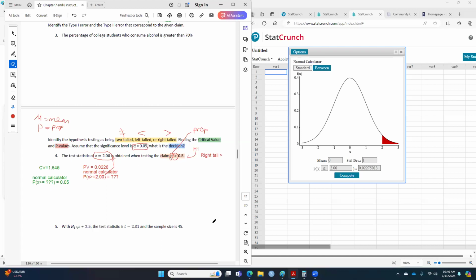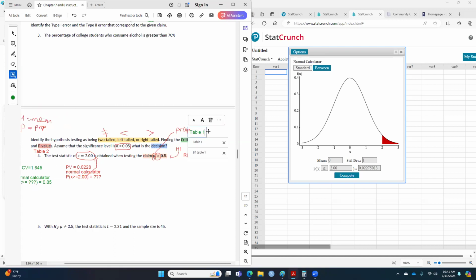Any questions on how you find the p-value? So this is table 2 that you need to use to find the p-values. And for the critical value, you use table 1. Okay, so make sure you guys know which table to use here.